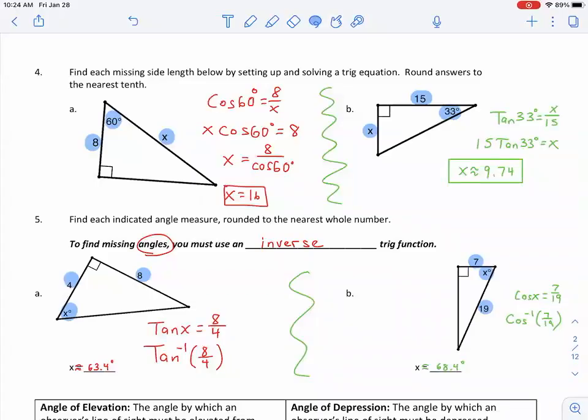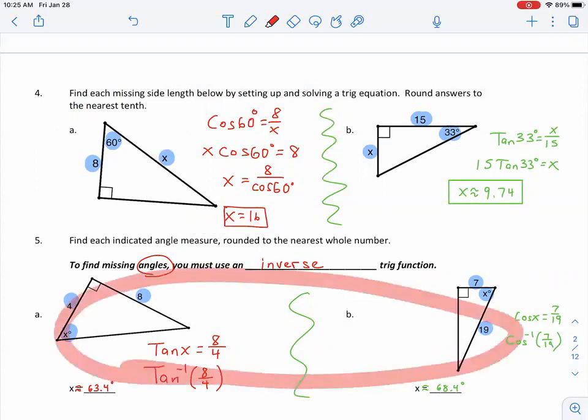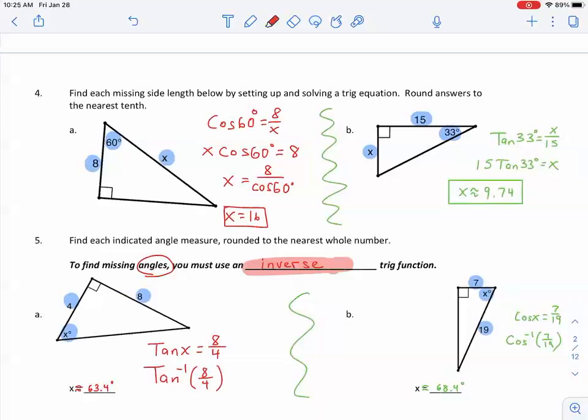So here is our note sheet from last class. We left off in last class where we were using trig to find a side length or an angle. So let's see, we had problems like these where we had the cosine of 60 equals 8 over x, and then we use that to find a side length. And then the problems down here where we had to use an inverse trig function to find an angle.